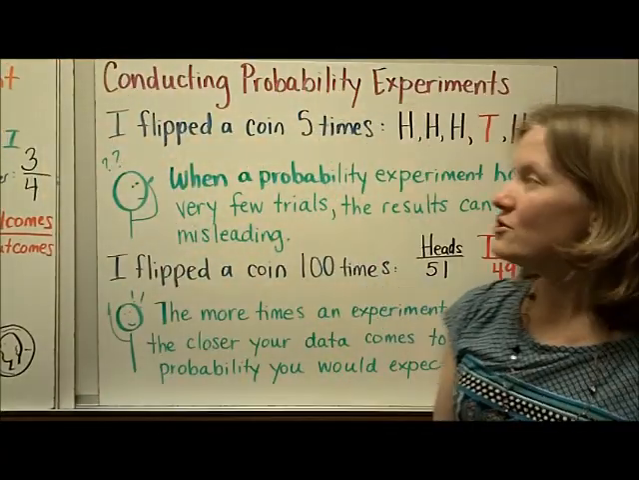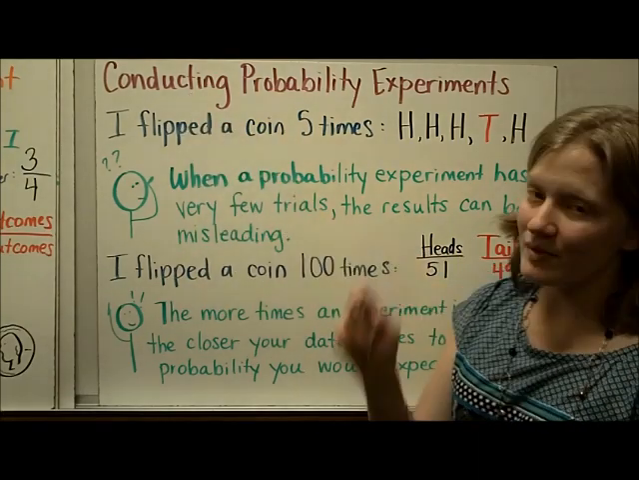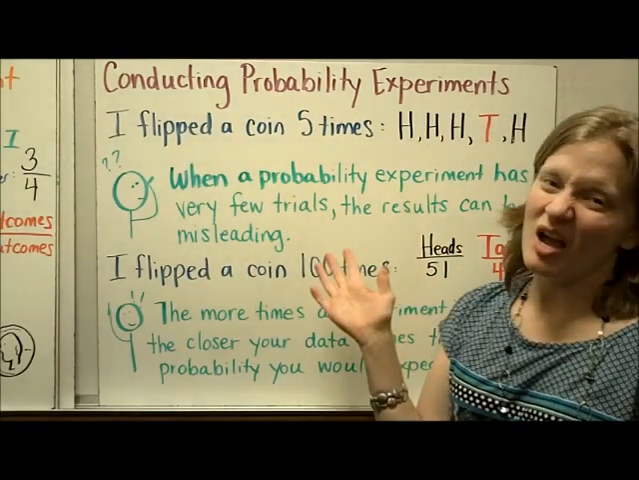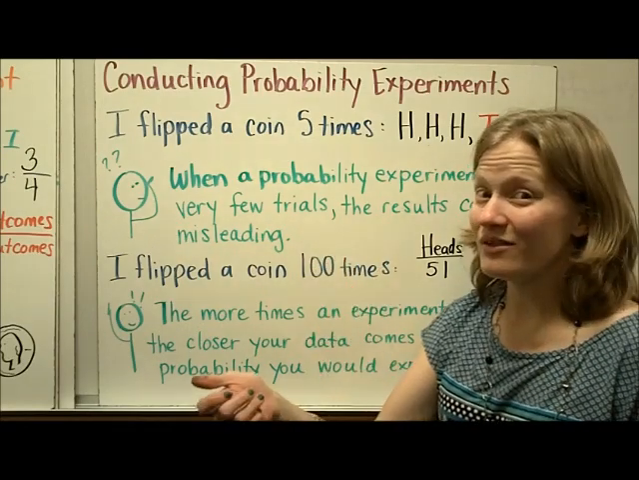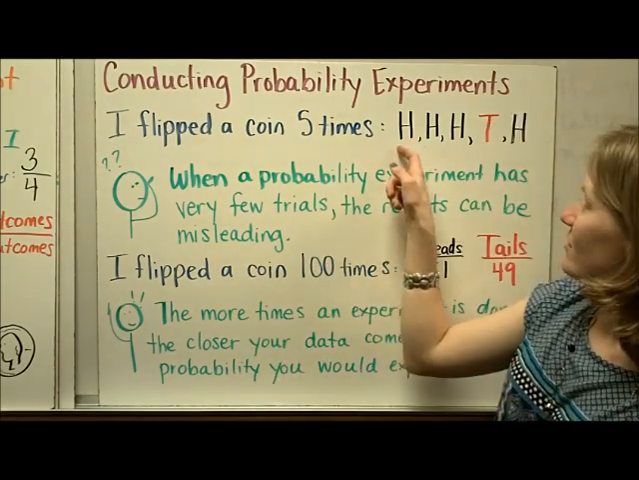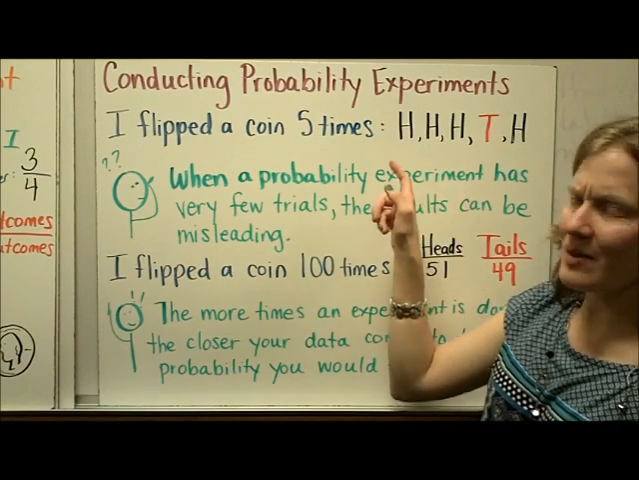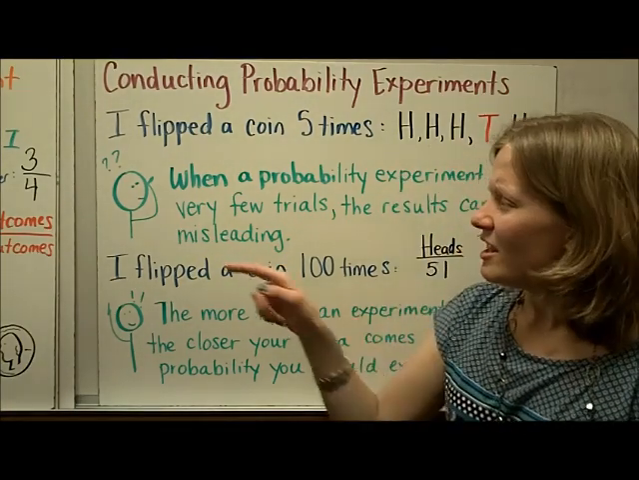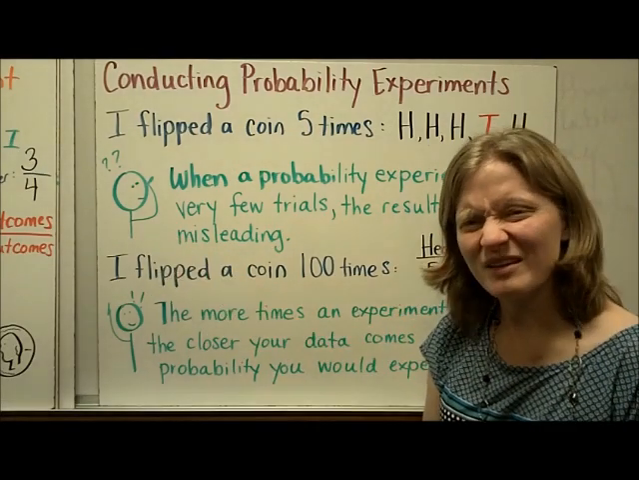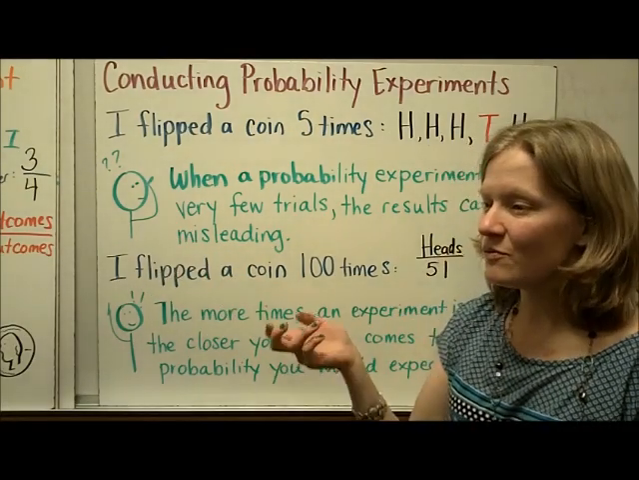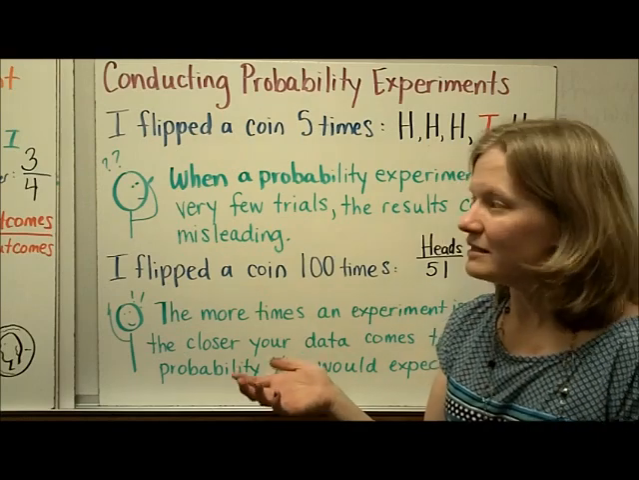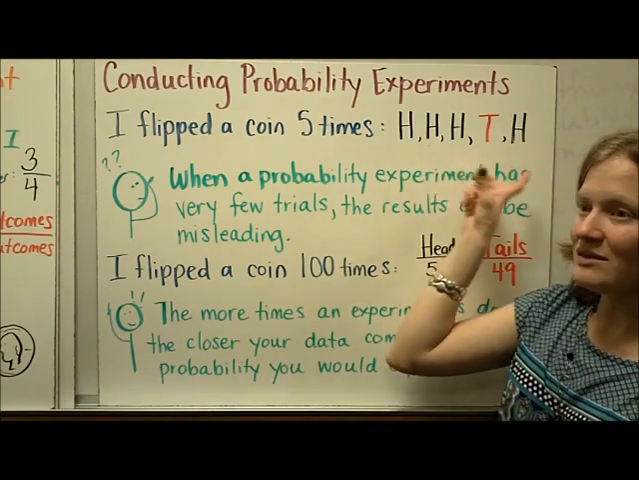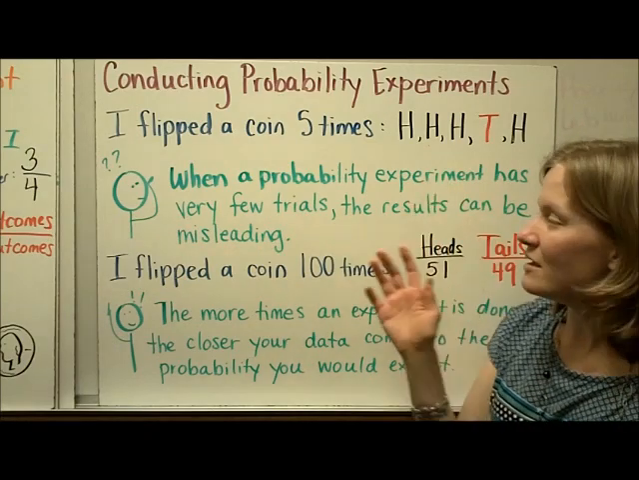And finally, one quick note about conducting probability experiments. I flipped a coin 5 times and recorded whether I flipped heads or tails. Well, you can see here in my quick experiment, I flipped heads 4 times and tails 1 time. And you might be thinking, that's not what I expected to happen. I thought that flipping heads and tails was equally likely, so my numbers should have been closer together, not different, 4 heads and only 1 tails.